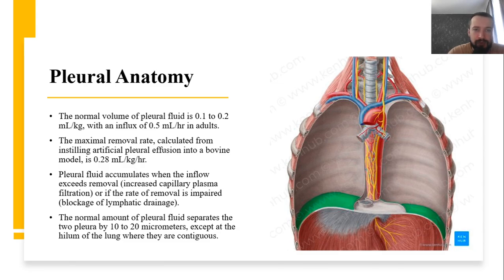The normal volume of pleural fluid is 0.1 to 0.2 milliliters per kilogram, with an influx of 0.5 milliliters in adults. The maximal removal rate, calculated from instilling artificial pleural effusion in the bovine model, is 0.28 milliliters per kilogram per hour. Pleural fluid accumulates when the inflow exceeds removal, due to increased capillary plasma filtration, or if the rate of removal is impaired, such as blockage of lymphatic drainage. The normal amount of pleural fluid separates the two pleura by 10 to 20 micrometers, except at the hilum of the lung where they are contiguous.